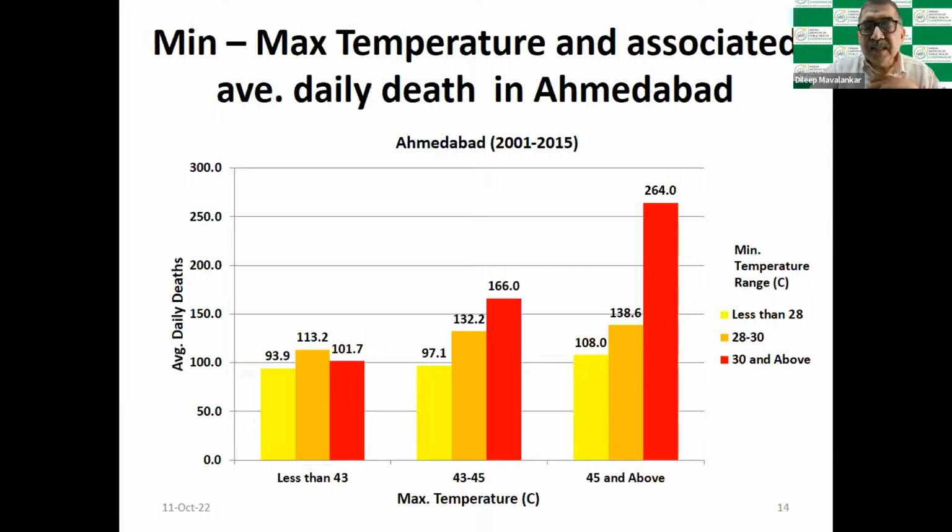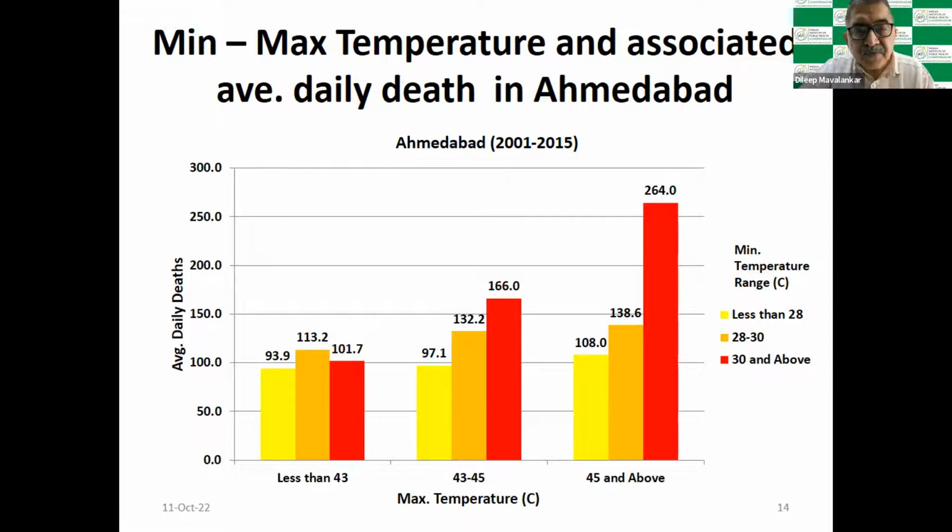The other analysis, which I wanted to show for those of you who are more scientifically oriented, which we did about 3-4 years after the heat action plan work started, is to correlate not only the maximum temperature, but also the minimum temperature at night, to see the combined effect of maximum and minimum temperature on mortality. So this graph shows you that effect.